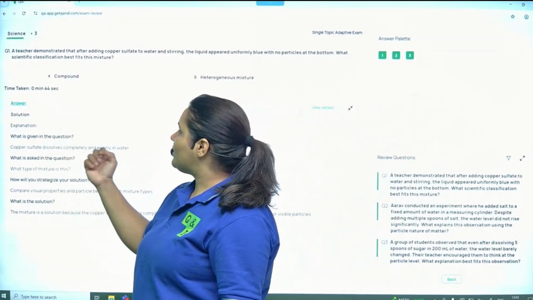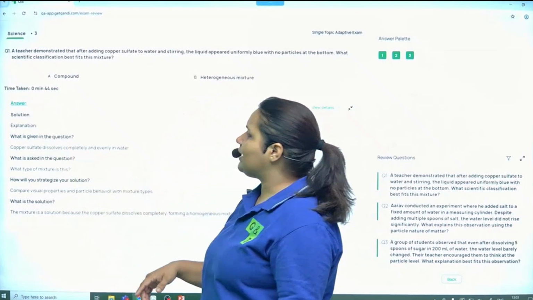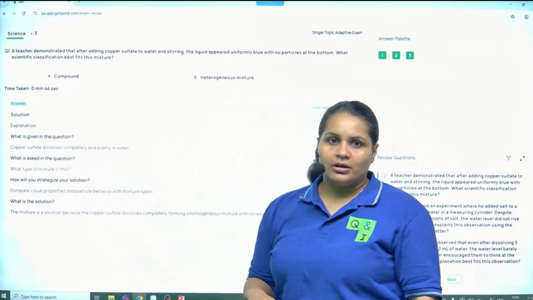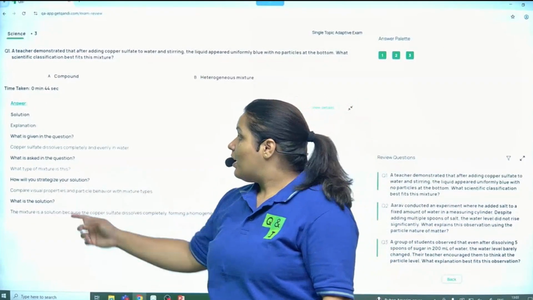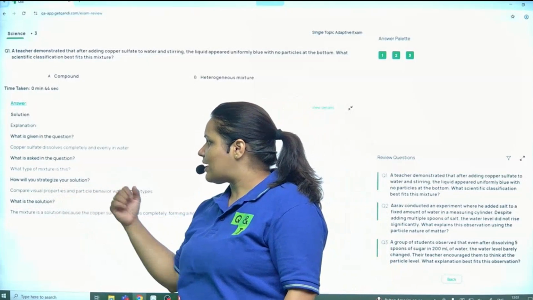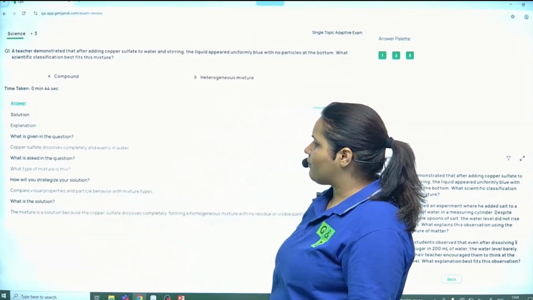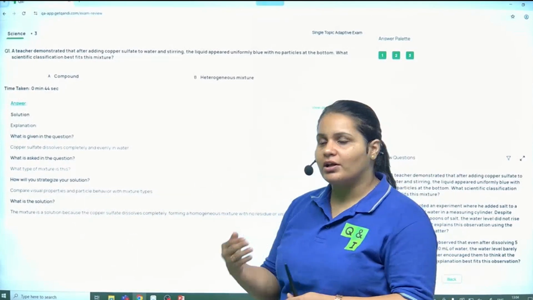What is given in the solution? A question: copper sulfate dissolves completely and evenly in water. What is asked in the question? What type of mixture is this? How will you strategize your answer? Compare visual properties and particle behavior with mixture type. So it is not giving you the answer directly. It is telling you to think on it.